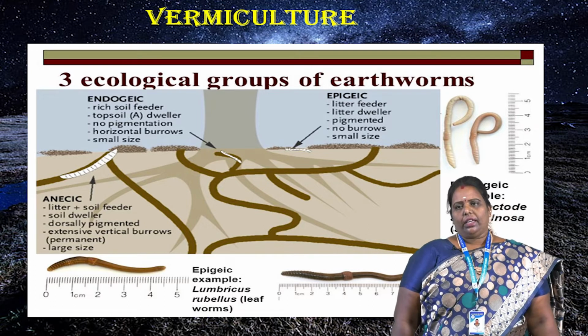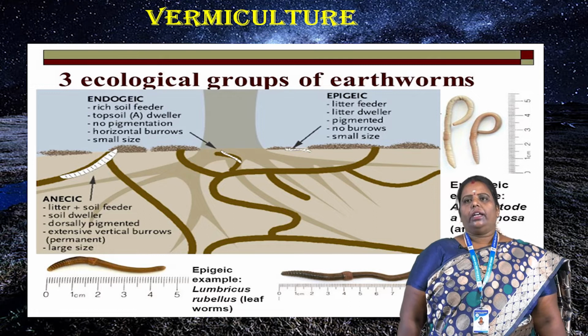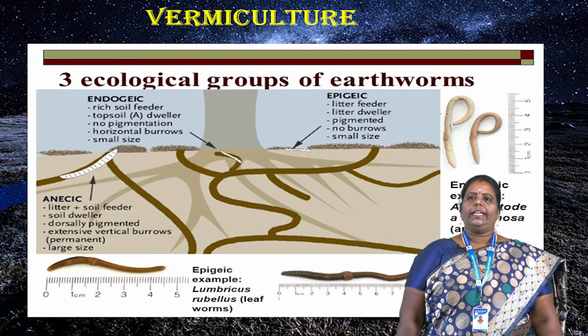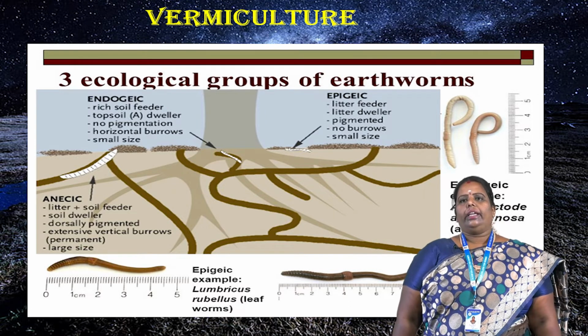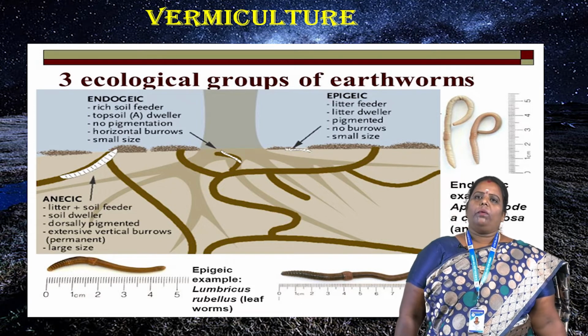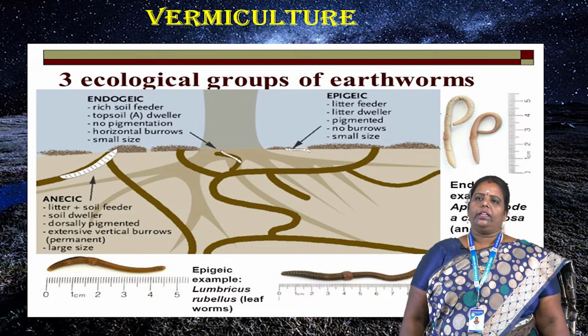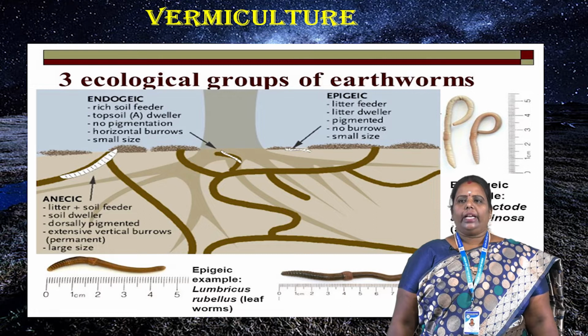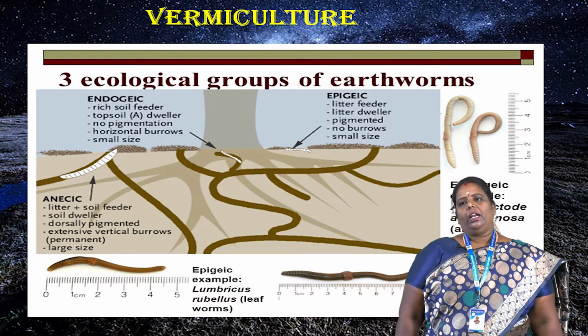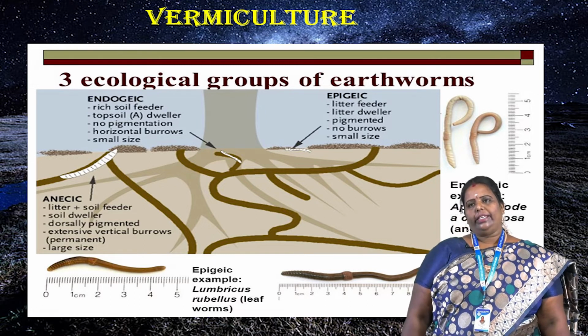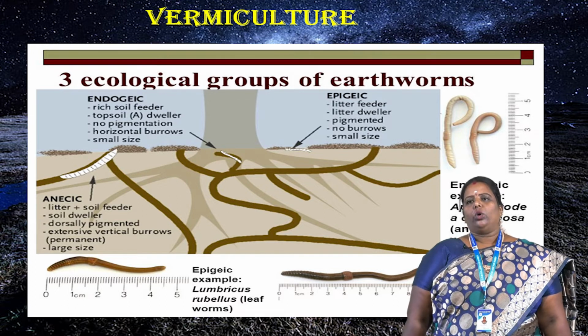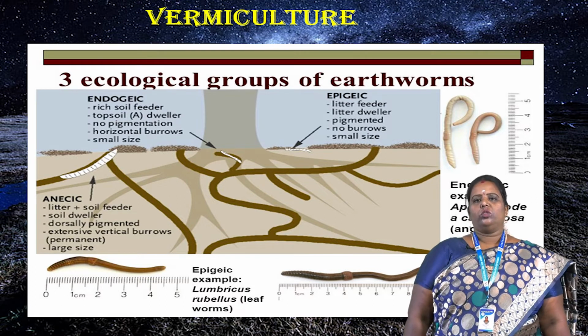Another one is the epigeic form, which is a litter feeder. It feeds on digested matter, leaf litter, and is a litter dweller. It is pigmented, whereas the endogeic form has no pigmentation. The epigeic form, for example the angle worms, otherwise called, has a pigmented body, no burrowing habit, and small size.